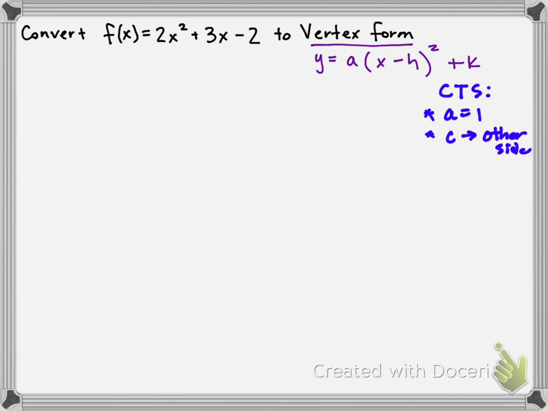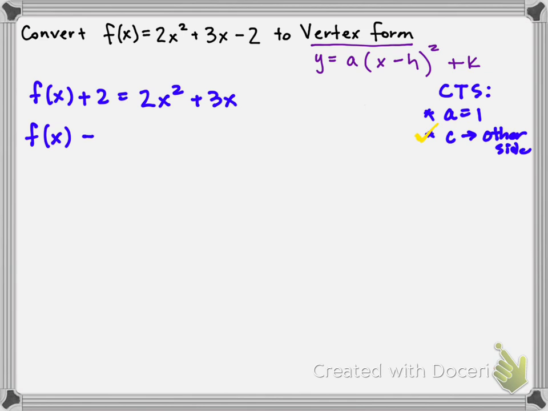So in this case, I have a negative 2 as my c value, so I'm going to move that to the other side by adding 2. So I'm going to start with saying I have f of x plus 2 is equal to 2x squared plus 3x. I've checked off the first box. The next thing I need to do is make sure the a value of the completing the square side, or the squared side, is 1. Well, to do that, we're going to have to factor a 2 out of both terms on the right side.